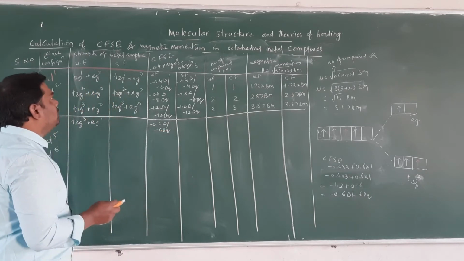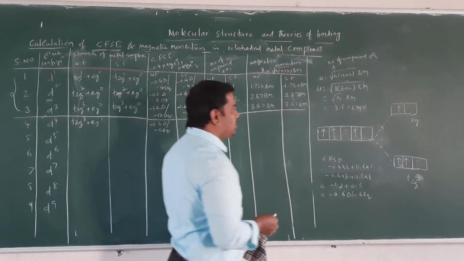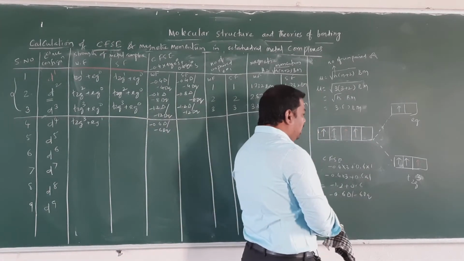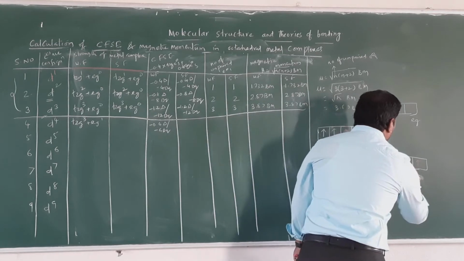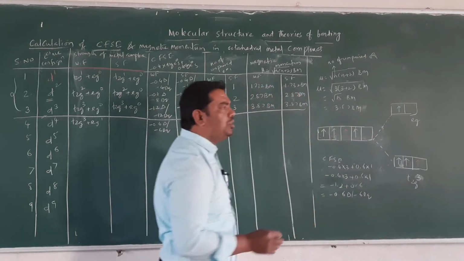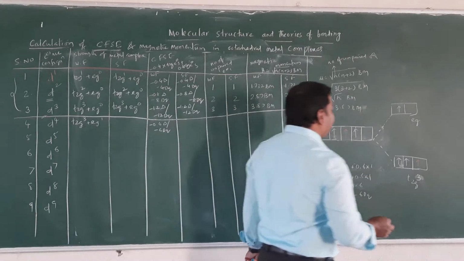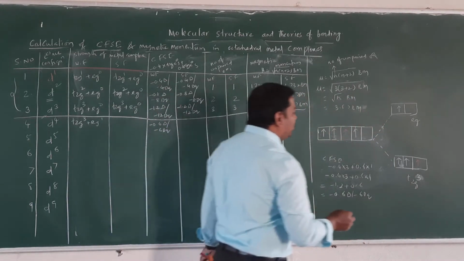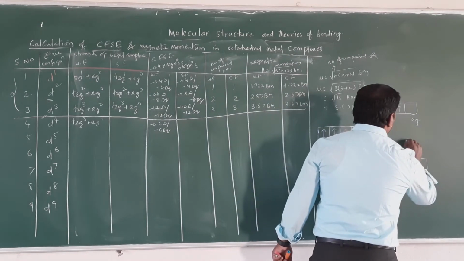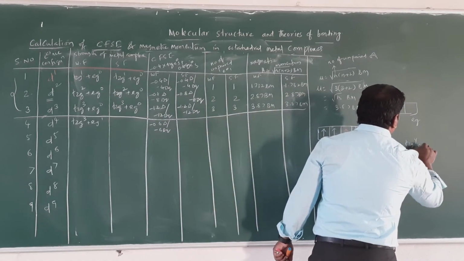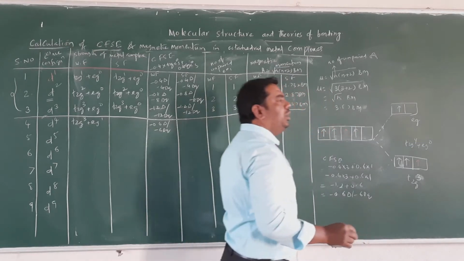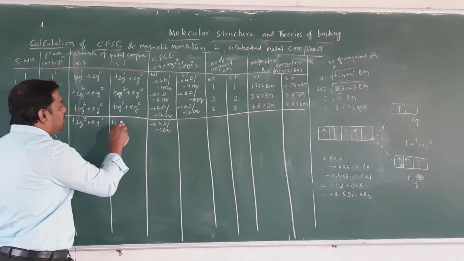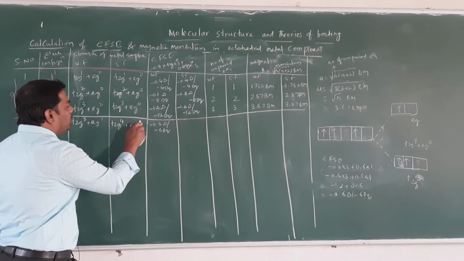But in strong field metal complexes, this fourth electron is going to be paired up. So therefore here the configuration is T2g4 plus Eg0. So the electronic configuration is T2g4 plus Eg0.